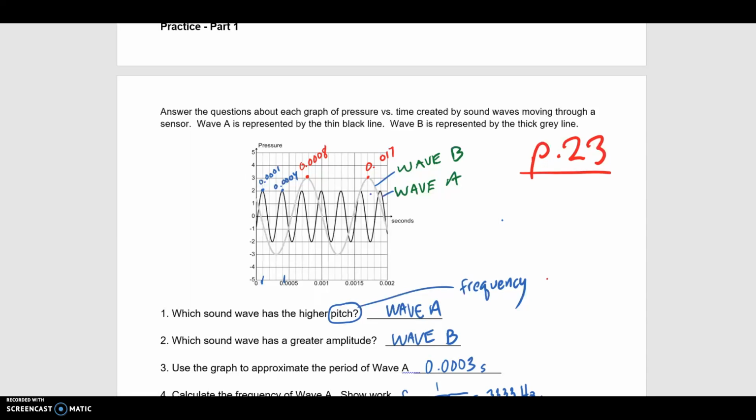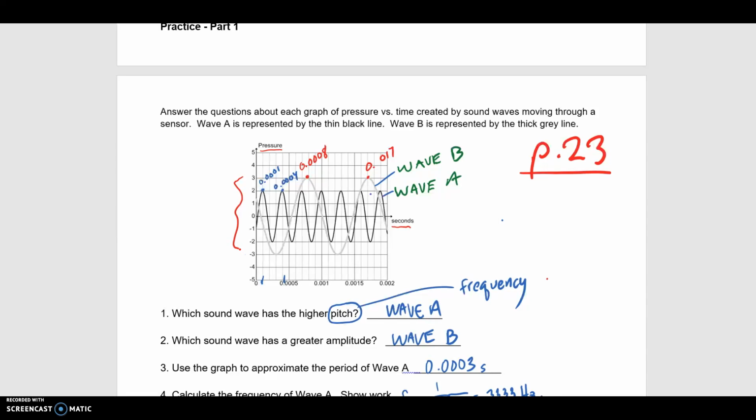This readout shows pressure versus time in seconds for two sound waves. One is a high frequency wave. It has more cycles in this amount of time than the other. The other one, though, has greater amplitude. You can see that it has greater change in its pressure, so it has greater amplitude.